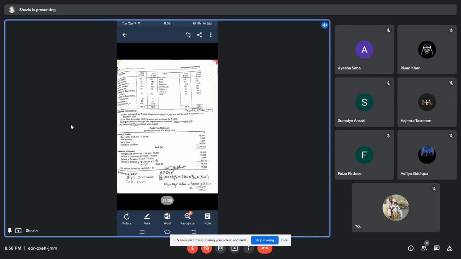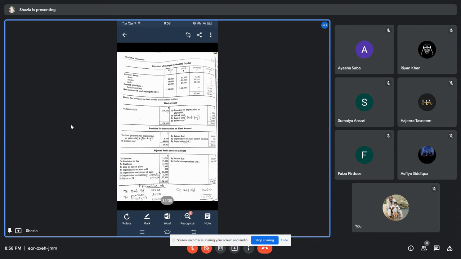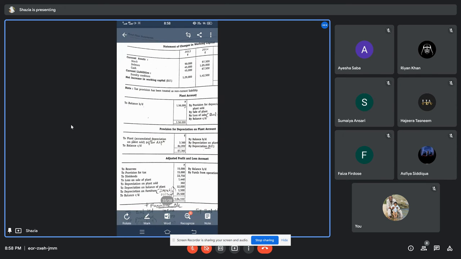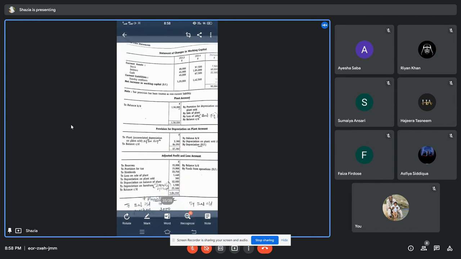Okay, so let's start off with the statement of changes in working capital. That is the first initial step. We must do it, to find the increases or decreases in the working capital. Here they have specified whether we should consider tax provision for taxation. Should we treat this as a current liability or not? Here they have not treated it so. Tax provision has been treated as non-current liability.